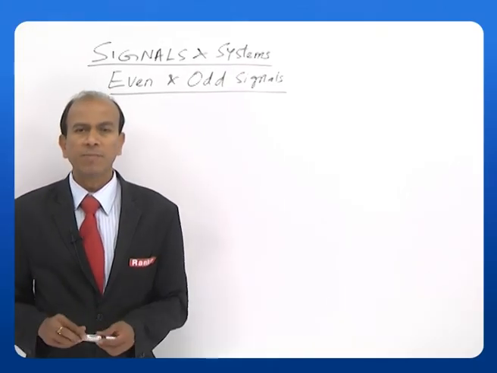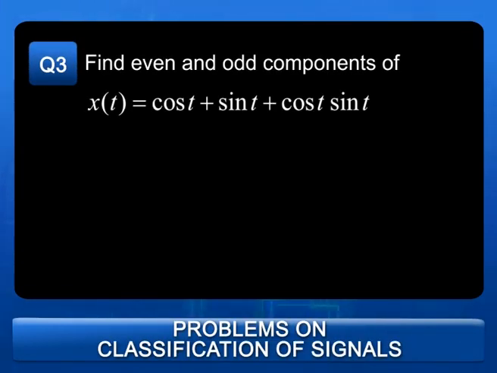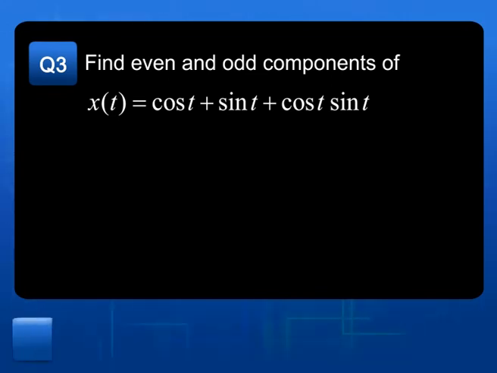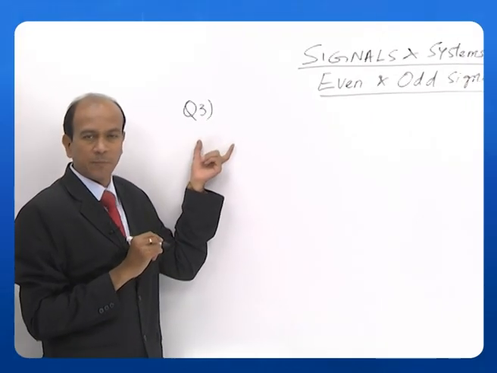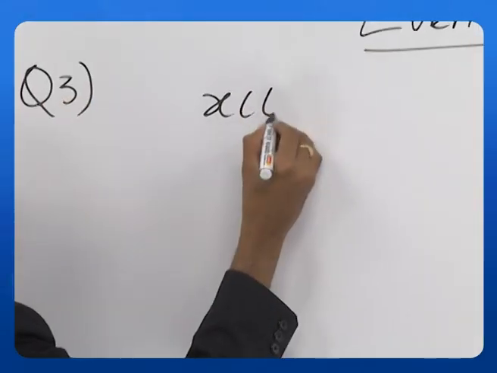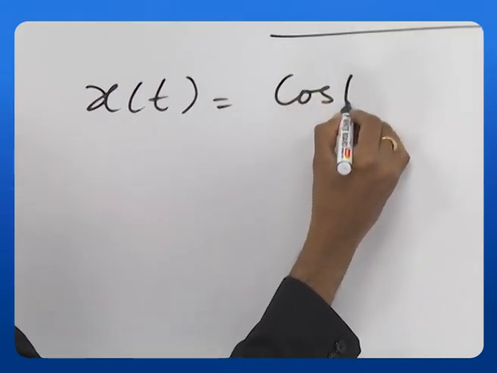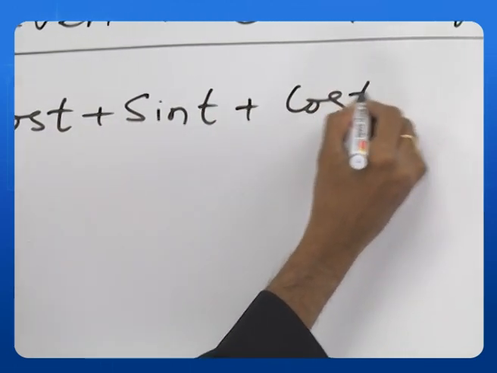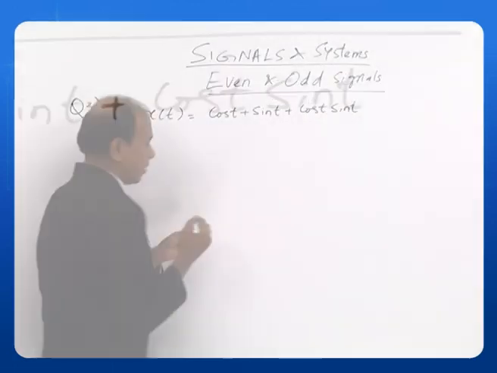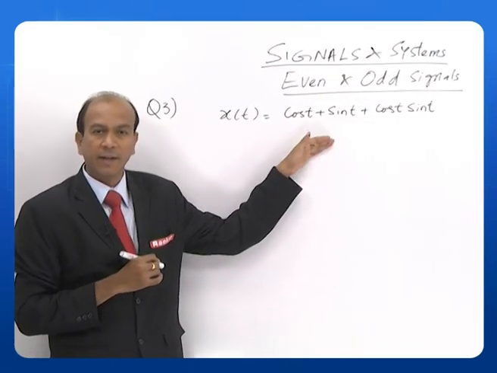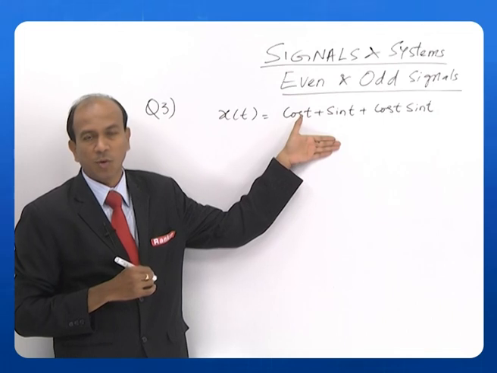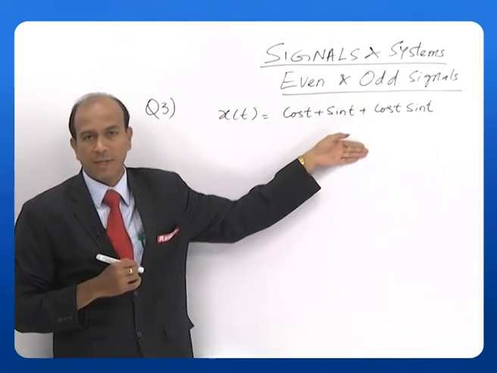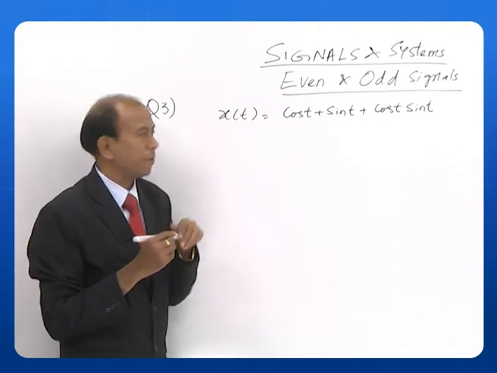Let us look at a third problem, which is x of t is equal to cos t plus sin t plus sin t cos t. So, we will calculate the even and odd components of this train of signals. Question number 3, x of t is equal to cos t plus sin t plus product of cos t and sin t. Now, given such a sequence of signals, we have to calculate again what is the even function of this whole thing and the odd function of the whole thing. Okay. So, let us start with the even function now.